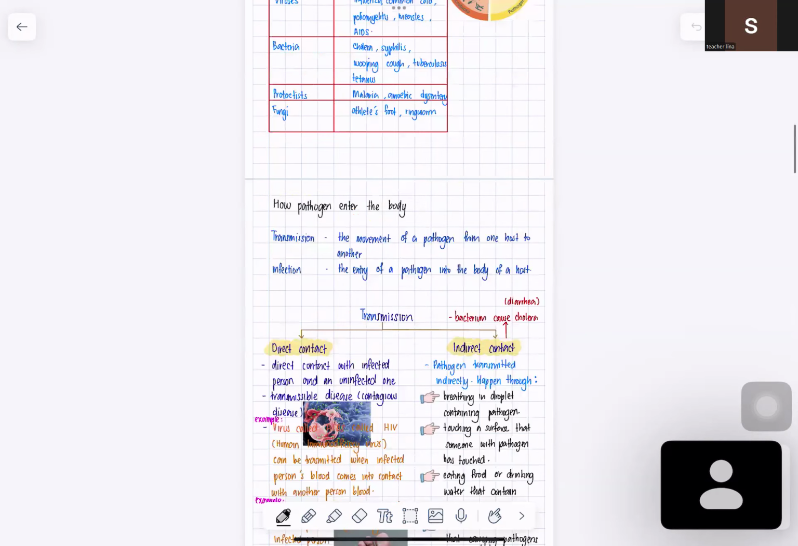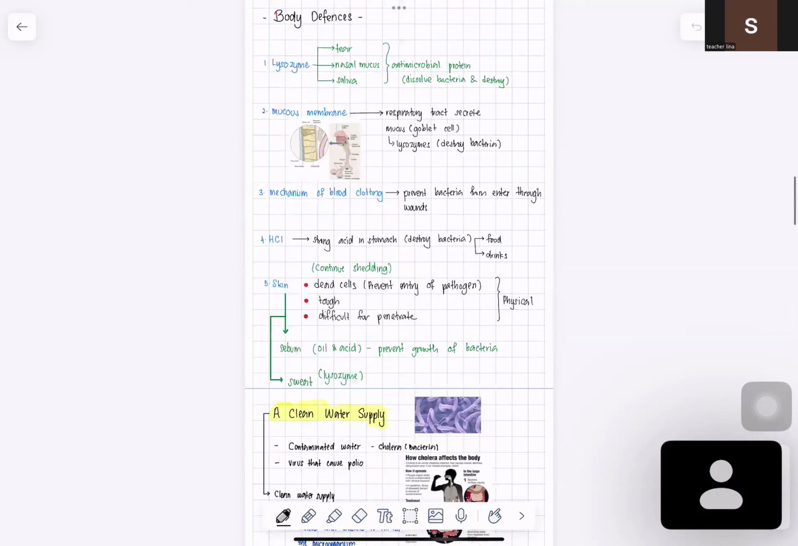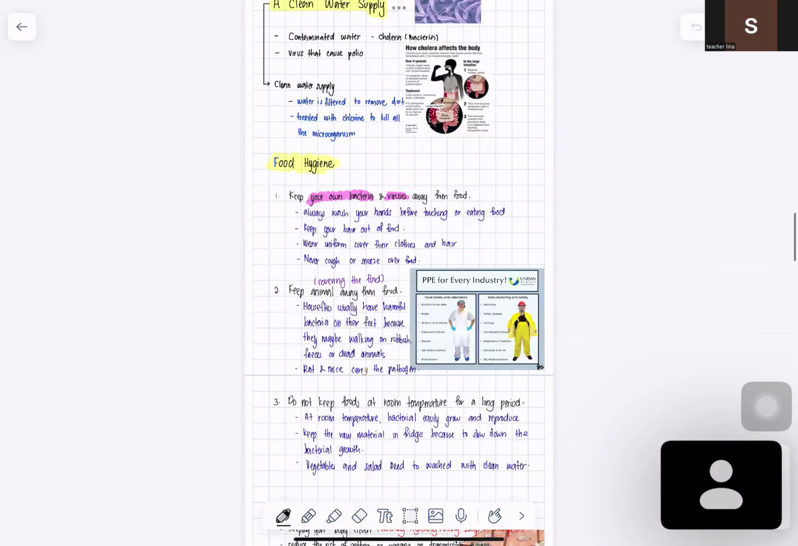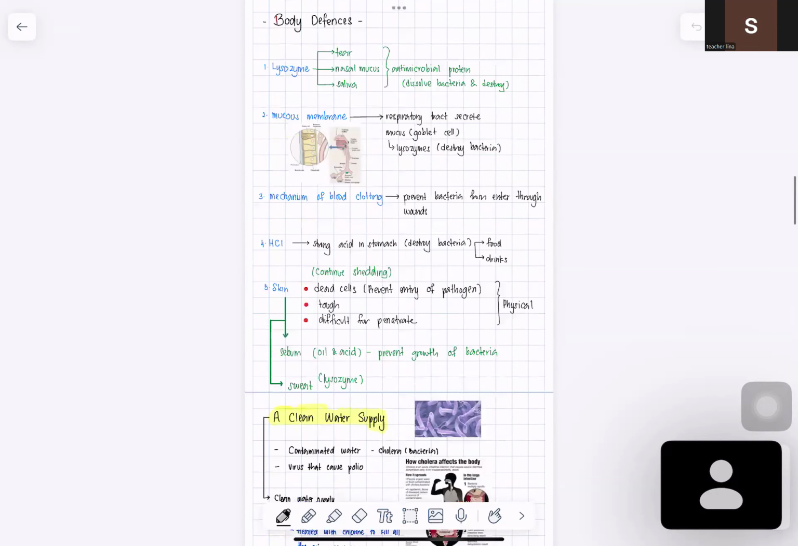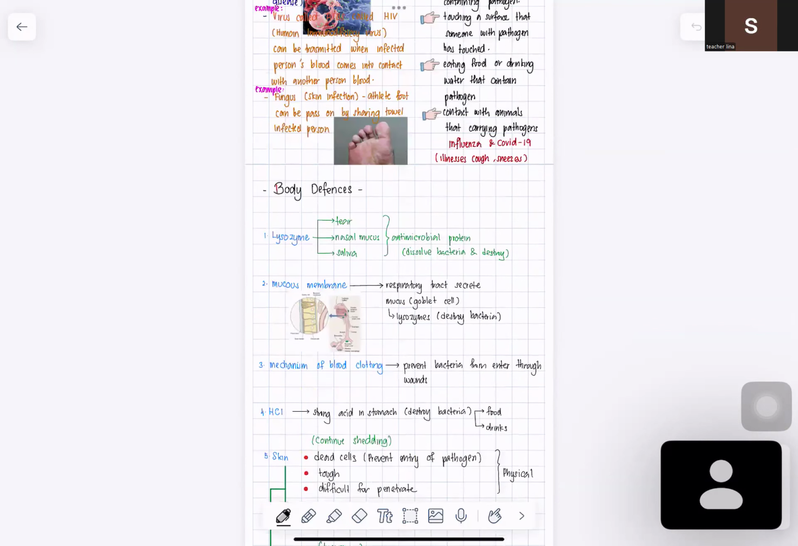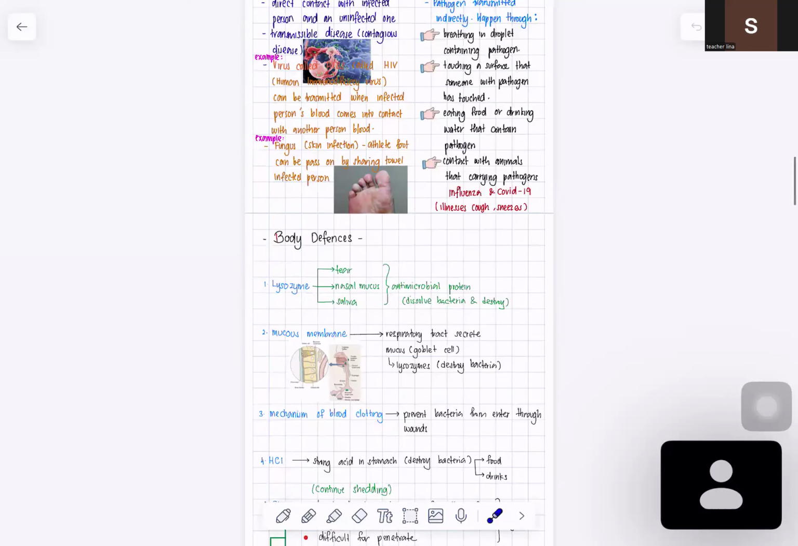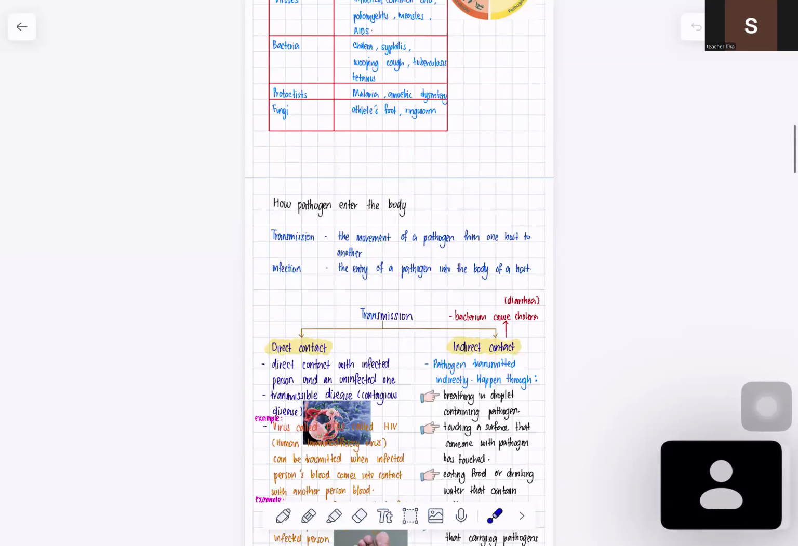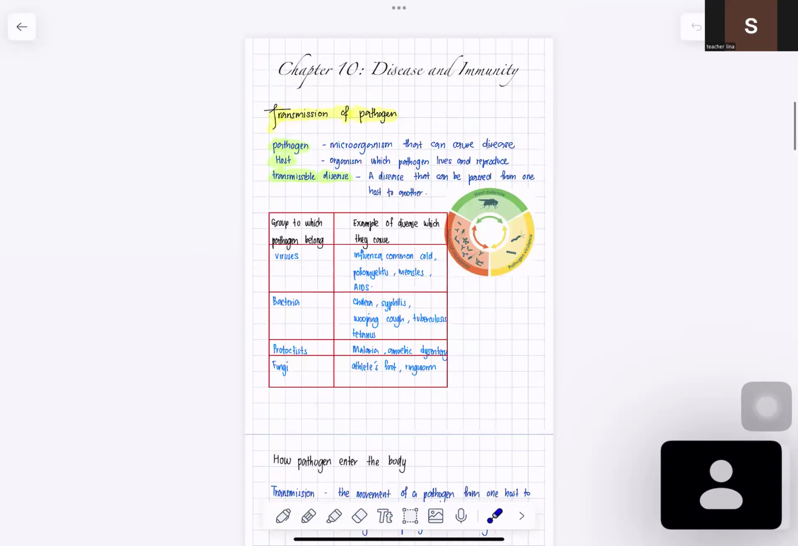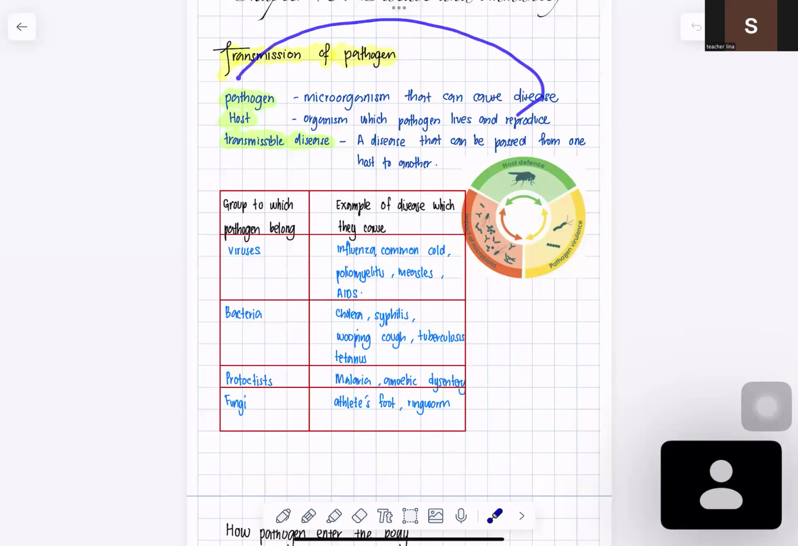I think our last class until the, is it here? Body defense? Yeah, I think so. Okay. All right. So before we go to the body defense, any question this one?